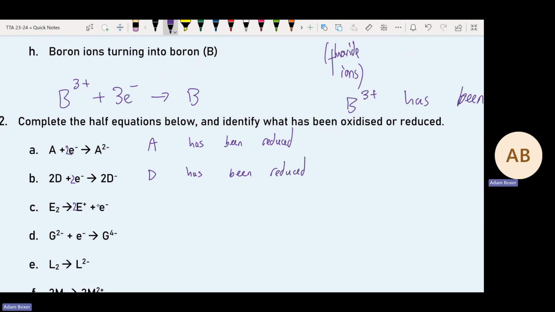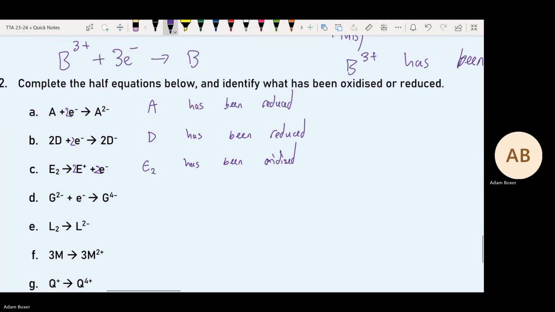Here, I'm going to put a 2 and a 2. And I'm going to say E2 has been oxidized. In this case, I'm going to have to put a 2 over there. And I'm going to say G2 minus has been reduced. It's gained electrons. In this case, I'm going to put plus 4 e minuses over there. And I'm going to say L2 has been reduced.